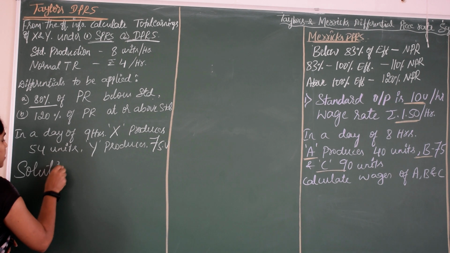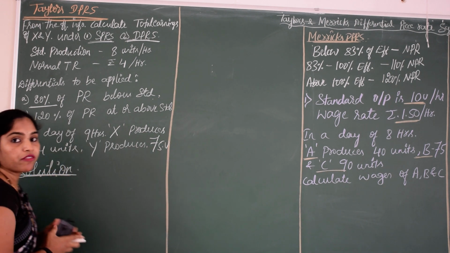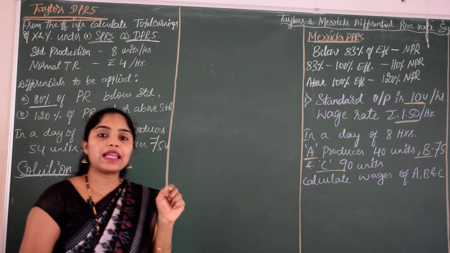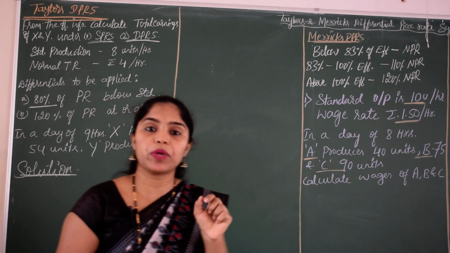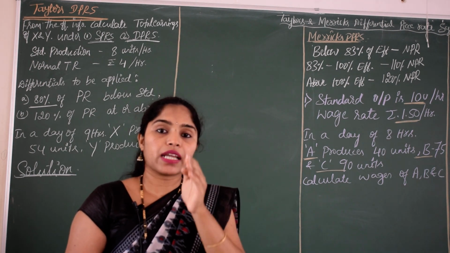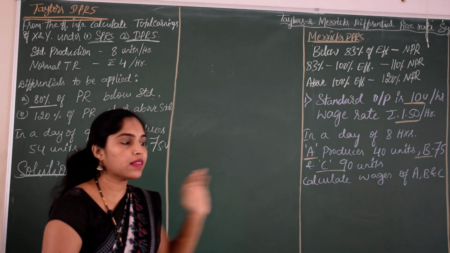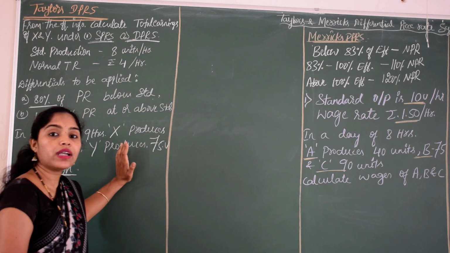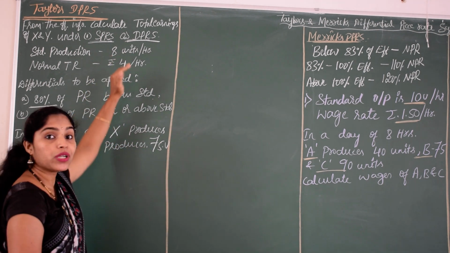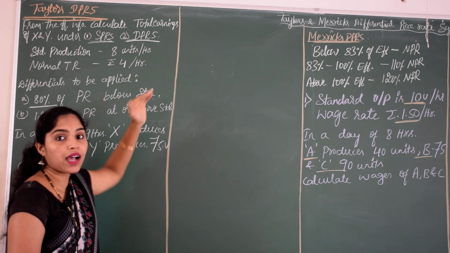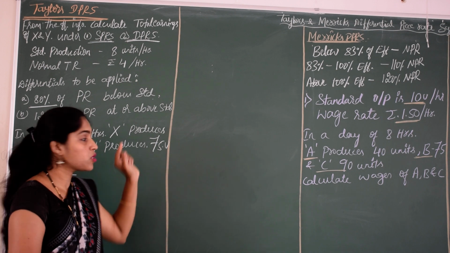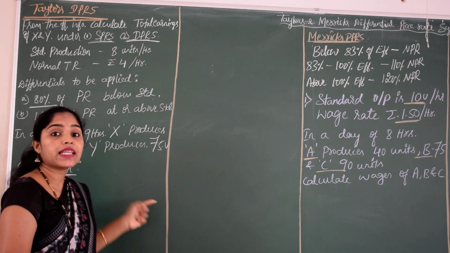Okay. See first we have to calculate total earnings under straight piece rate system. So the formula to calculate total earnings under straight piece rate system is number of units produced multiplied by a piece rate per unit. See, in this problem they have not given piece rate per unit. Of course they have given 8 units per hour and 4 rupees per hour, but per unit how much they are going to charge, it is not given.